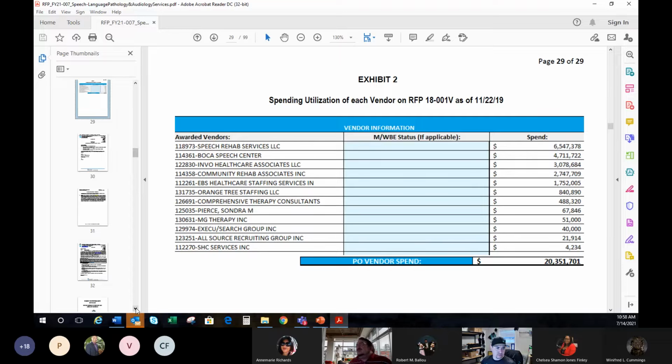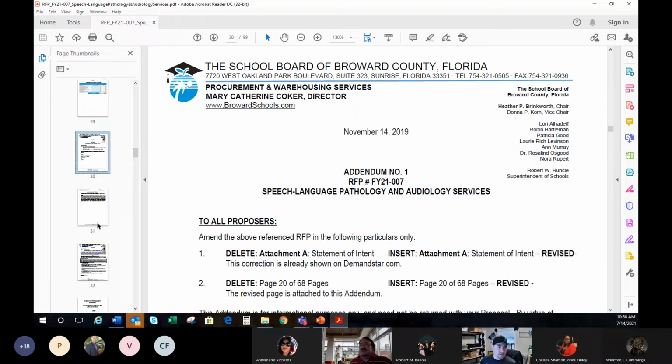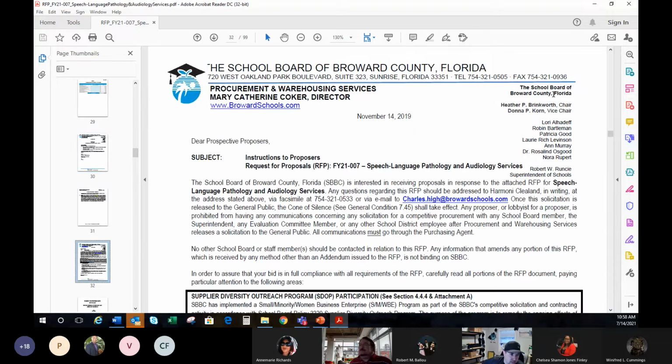Now, just to let you know, this is a very large contract. Right now, I believe the spending authority could be up to $30 million. So this is a very large contract. And as you can see, it's very high in demand for the students because of speech impediments or hearing impediments. Okay, we can move down to the first page of the RFP. This is what you'll see on the first page of the RFP.